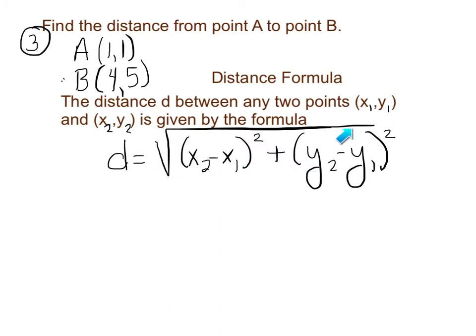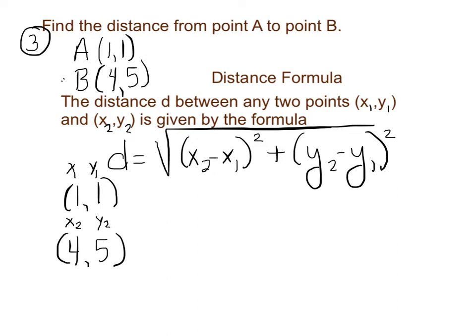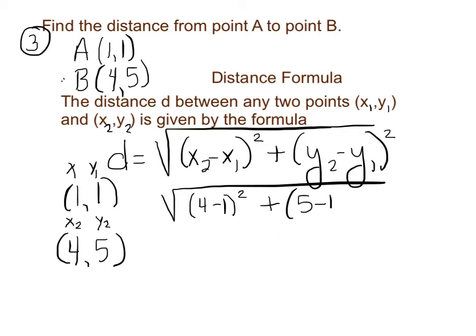So we're going to use the distance formula on 1, 1, and 4, 5. Let's let 1, 1 be our first x and first y values, and 4 be our second x value, and 5 be our second y value. So all we do is plug it in and simplify. So our x values would be 4 minus 1 squared plus 5 minus 1 squared.